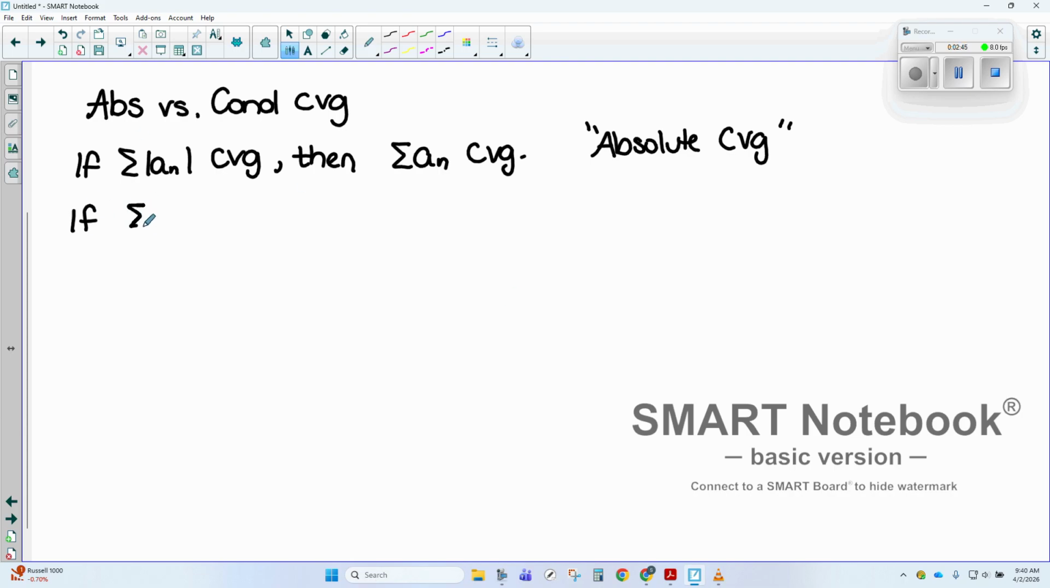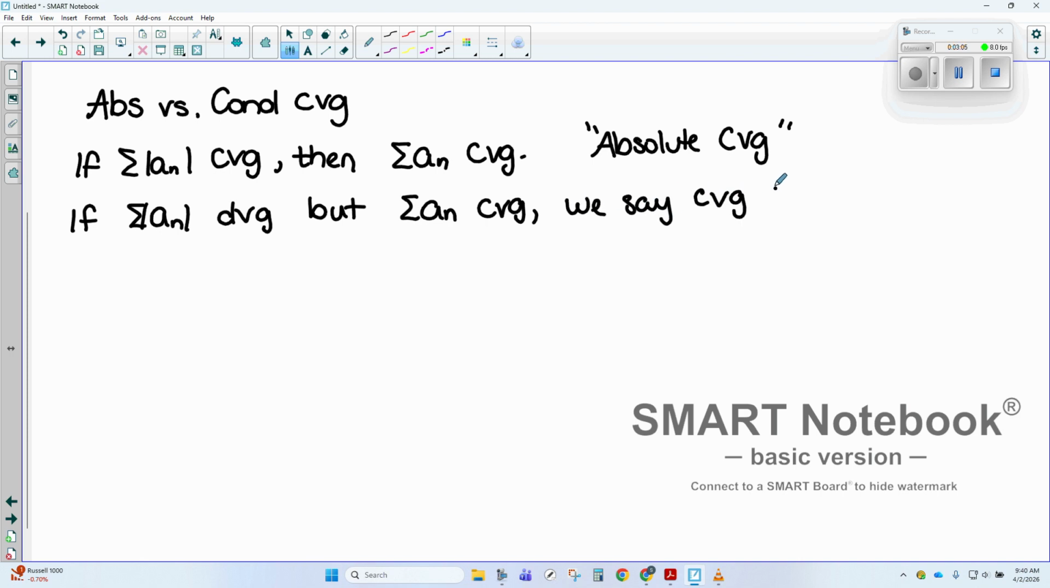If my series instead in absolute value diverges, but the series itself converges, we say that a sub n converges conditionally. We call that conditional convergence.